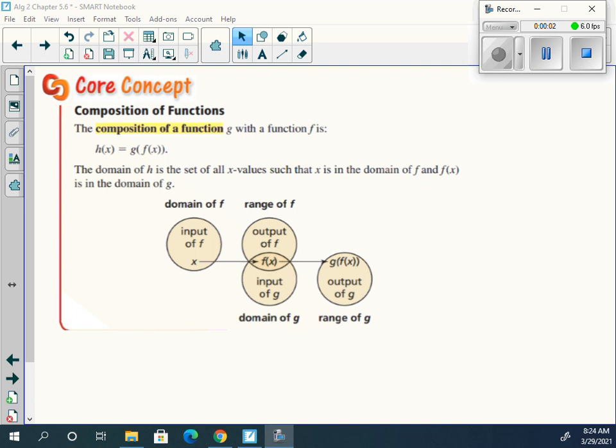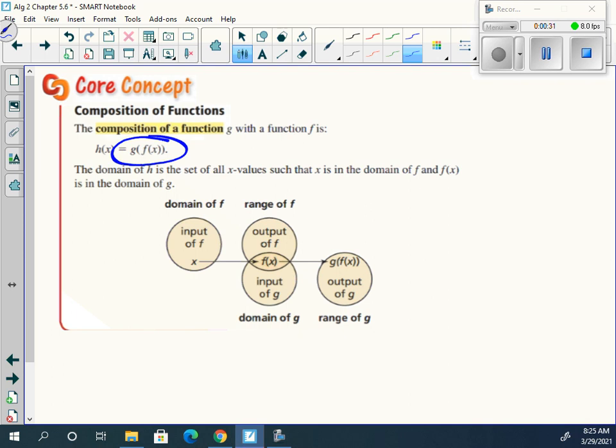Now, what we're going to look at today is something called composite functions, or composition of functions. So here, the composition of a function g with a function f is this. They're going to define it as h of x, as a new name for the function. But the way that we say this here in mathematical terms, we call this g of f of x.